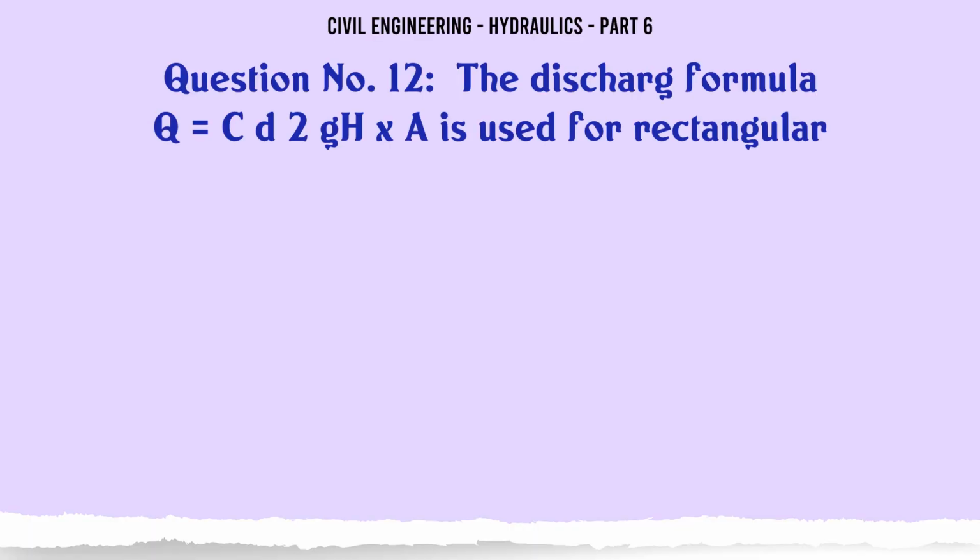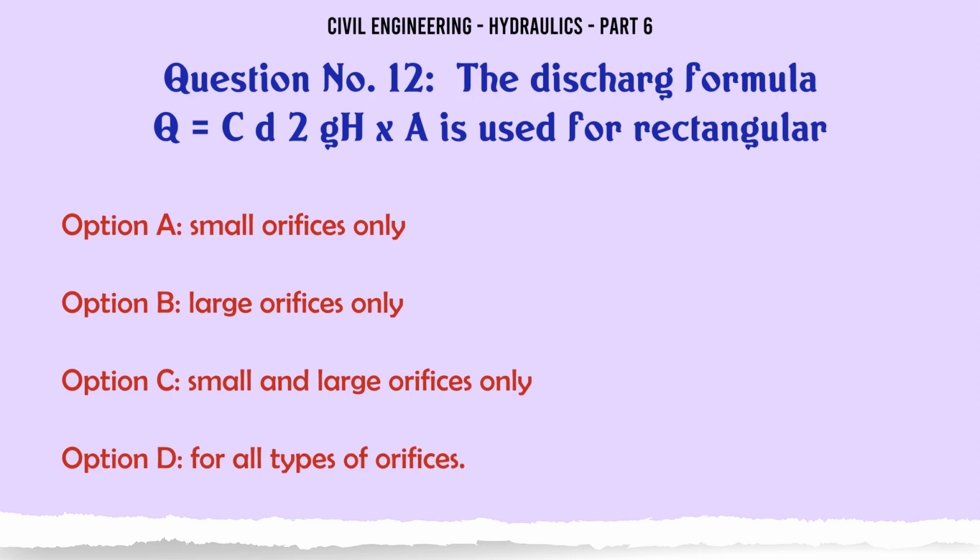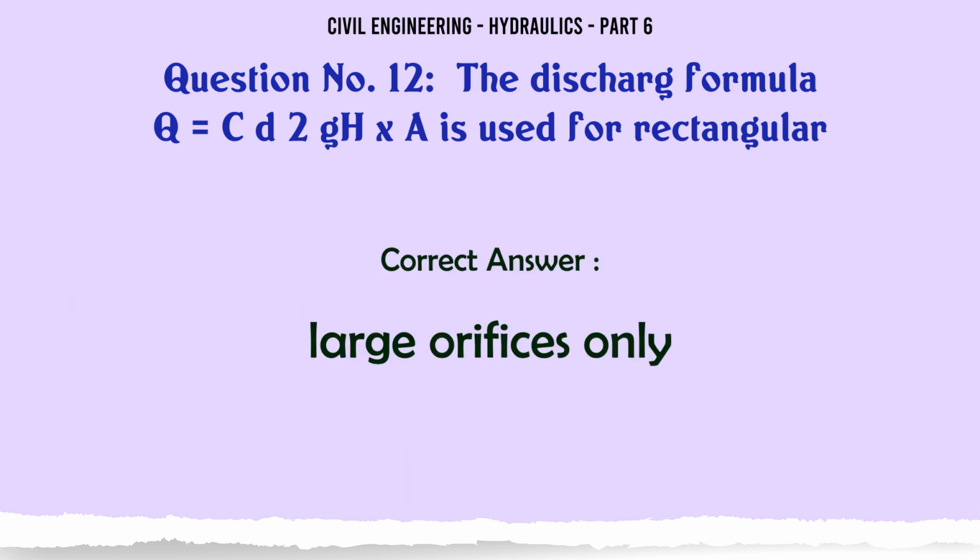The discharge formula Q = Cd × b × √(2g) × (H2^(3/2) − H1^(3/2)) is used for rectangular: A. small orifices only, B. large orifices only, C. small and large orifices only, D. for all types of orifices. The correct answer is large orifices only.